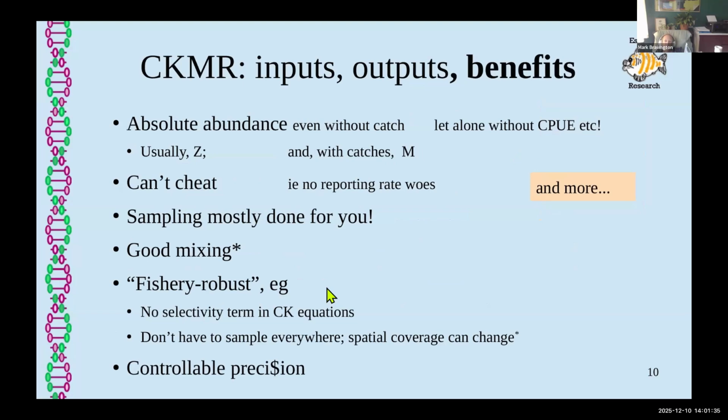The benefits: it's sort of like a supercharged version of tagging in some ways. Robust to all sorts of things that conventional fisheries data is not robust to. For instance, selectivity doesn't even feature in close kin equations if you set things up right. You don't have to sample everywhere, unlike what you should do with things like CPUEs or surveys. And you get straight to absolute abundance. You don't need to put scientists on boats to tag things. You can just sample from the catch. And if you don't like the precision you're getting, just spend more money and get more samples.